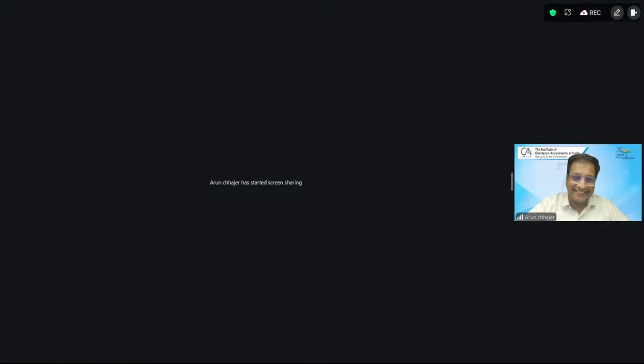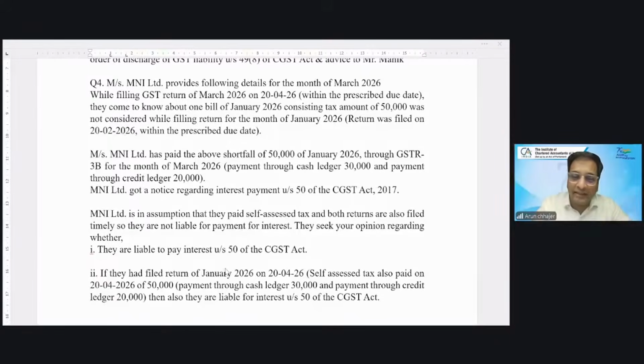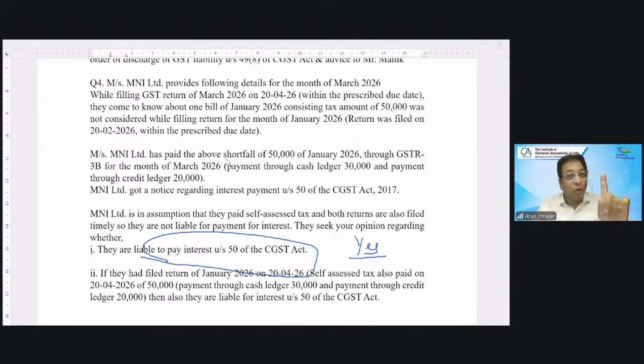देखो, इस केस में are they liable to pay the interest? The answer would be yes, they were liable to pay the interest. But why? If both the returns were filed within the due date, अगर दोनों ही रिटर्न टाइम से फाइल होगी तो फिर इंटरेस्ट क्यों? मुझे नहीं समझ में आया। हाँ, गायत्री, your chat is visible. Clear, Navneet, nice. तो अब मुझे बताइए कि इसमें इंटरेस्ट क्यों लगेगा?